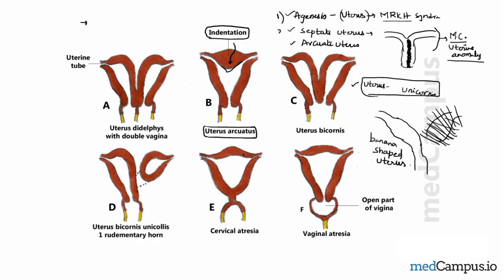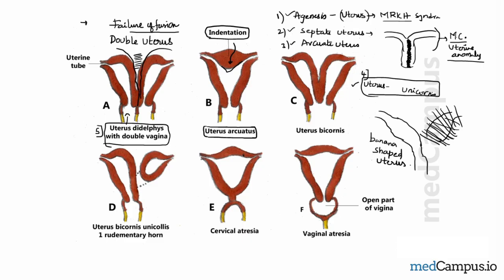We're done with 1, 2, 3 and uterus unicornis. The fifth variety is uterus diadelphys, the other name of which is double uterus. What happens in this? There is failure of fusion of the paramesonephric or Mullerian ducts. When they fail to fuse, two separate uteri form. Sometimes even the vagina is double, but this is not always the case. Sometimes there is a single vagina and a few times you see a double vagina. So this is uterus diadelphys or double uterus.